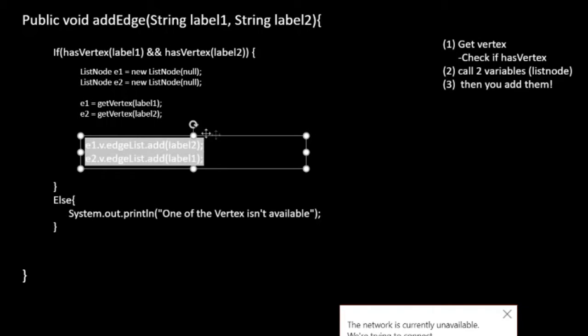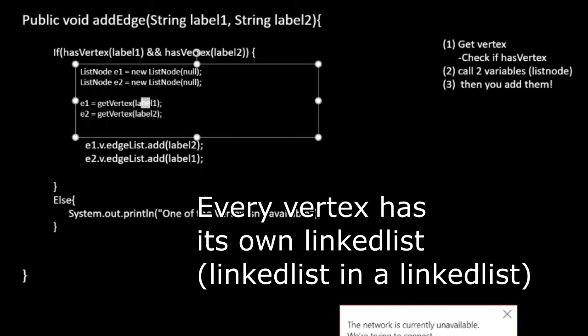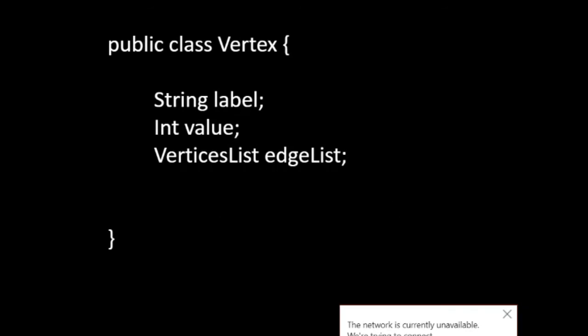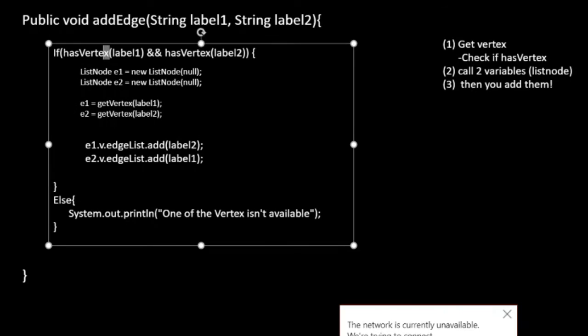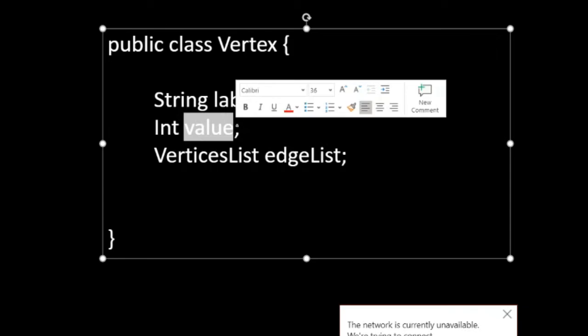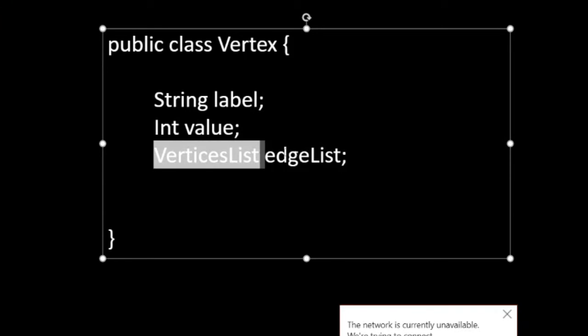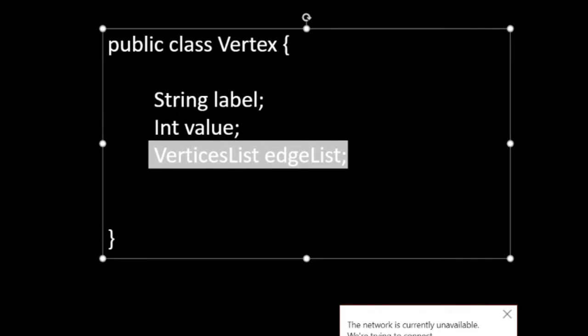I will further explain this. This might be confusing for you, but let me explain. Personally, I think it's better to make a class vertex to store the labels, the values, and the unique list. So this is a class vertex. This is the label, the one where it checks for has vertex, get vertex, everything. And this is the value, like the one you use all the time. And then this is the edge list, which means every vertex has its own linked list.